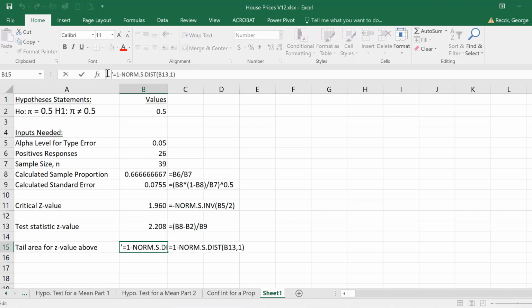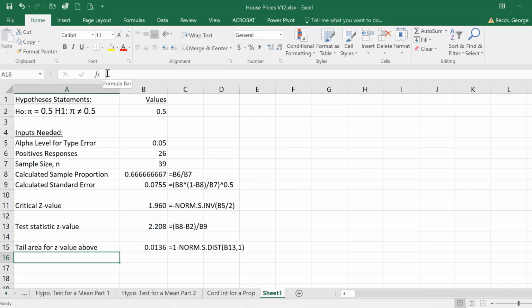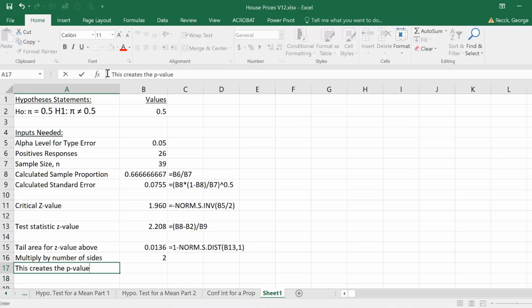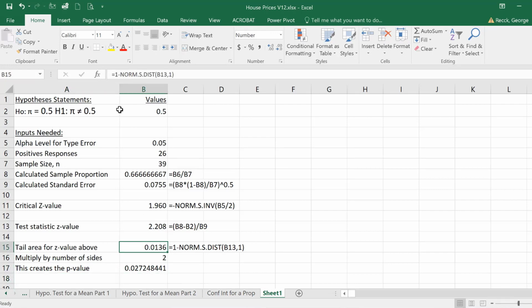Get that screen back on track. All right, so I've calculated the tail area. We still have to multiply, like we did in the hypothesis test for means, by the number of sides. Of course, the number of sides is 2 because the alternative hypothesis, H1, has a not equal sign, which means that we are interested in both sides. So we have to account for both sides. And this then creates the p-value. Again, we could probably format that to be the same. And there we have it.